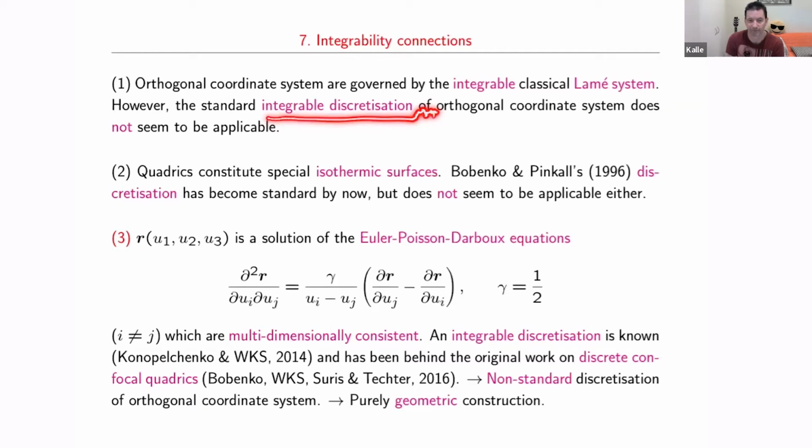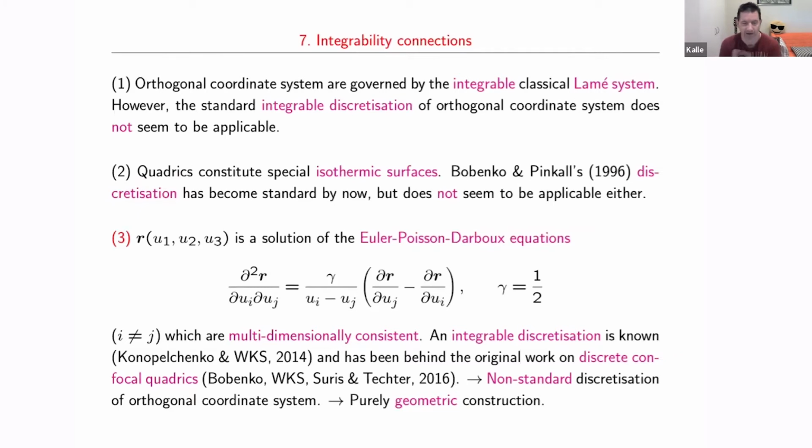It just doesn't work. Now, alternatively, you could think of quadrics, of course, as isothermic surfaces, which are classical, and so there's this pioneering work by Bobenko and Pinkall. This is really one of those two papers that started integrable discrete differential geometry. And so their discretization has become really standard by now, but it doesn't work either in that particular context. So we really have to come up with some new notion of a discrete orthogonal coordinate system.